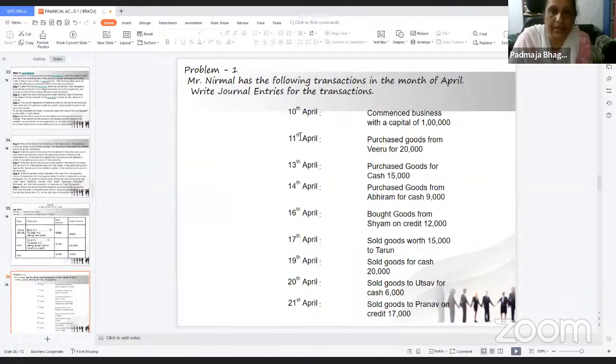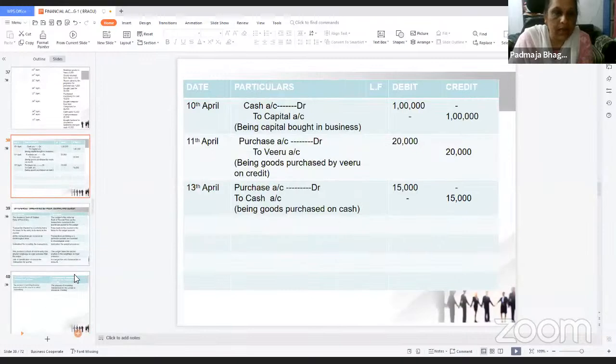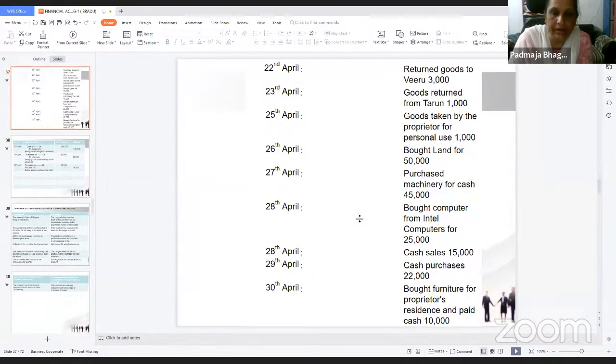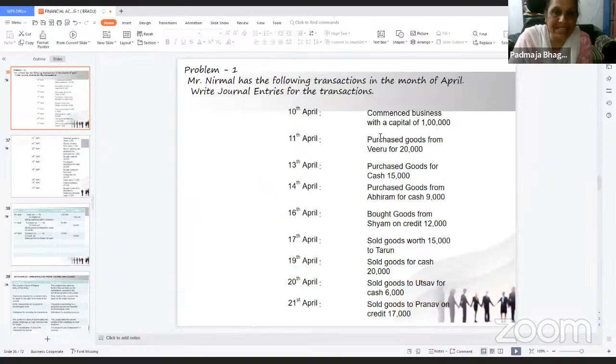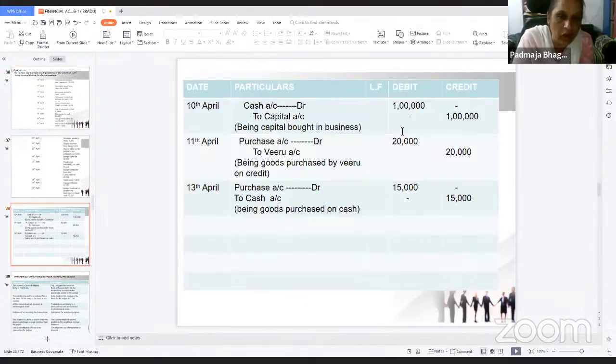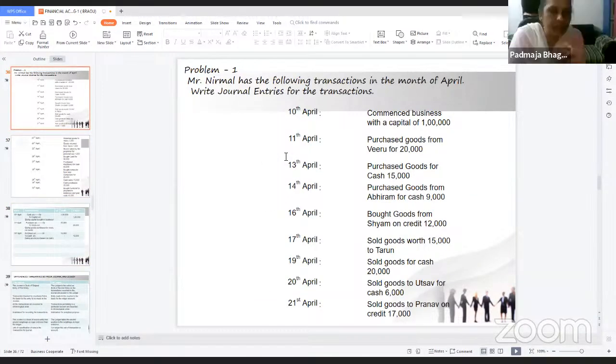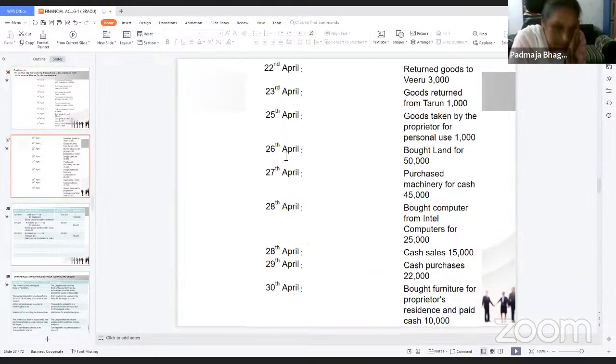This is journal entries. I have not written all the entries. Commenced business with the capital. What does that mean? Capital means investment, where you are investing. Cash account Dr. to capital account. This type of question you will get in the exam. First, you have to generalize it. Okay. Next.